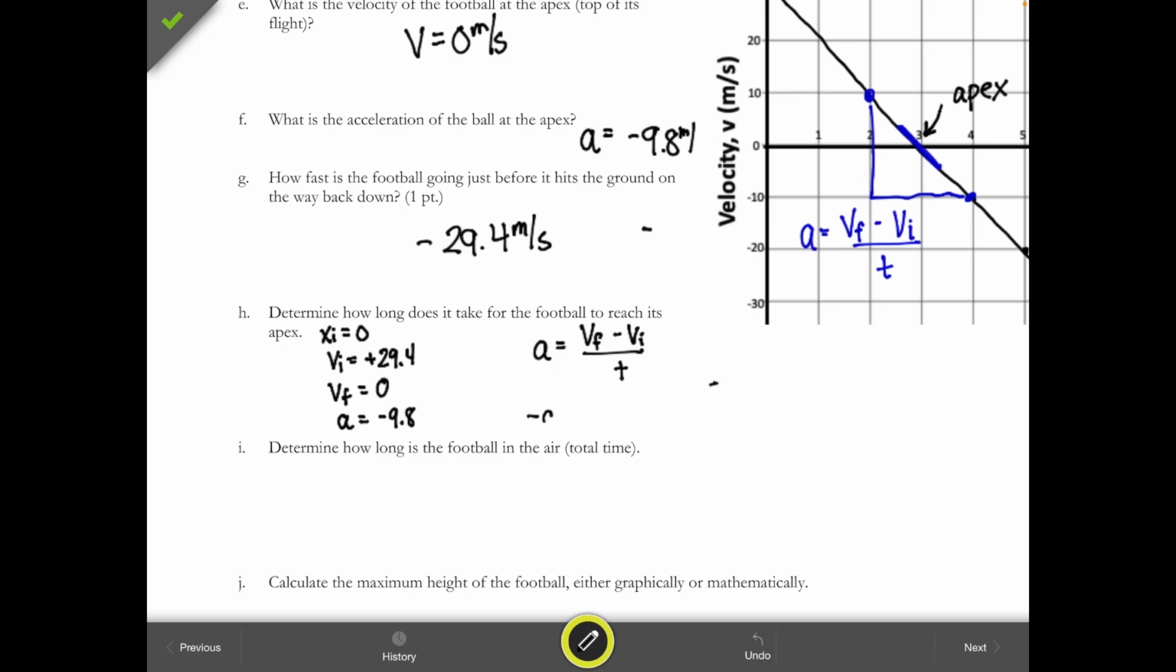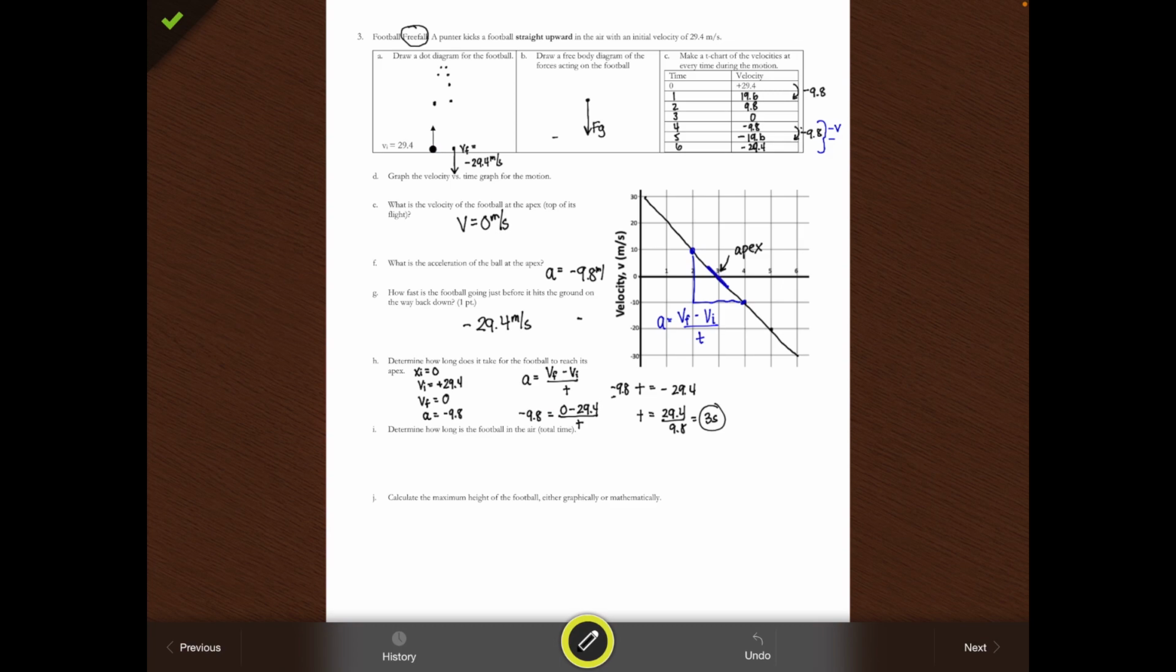The acceleration of negative 9.8 is equal to 0 minus 29.4 all over t. Multiplying by t to the left gives negative 9.8t equals negative 29.4. Hey, those negative signs cancel, which is good because I shouldn't end up with a negative time. The time to the apex is 29.4 over 9.8 equals 3 seconds, which makes sense because that's how long it took to get to a 0 velocity on our T chart.